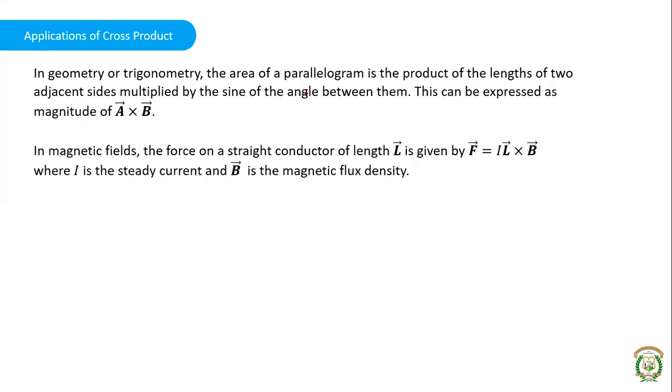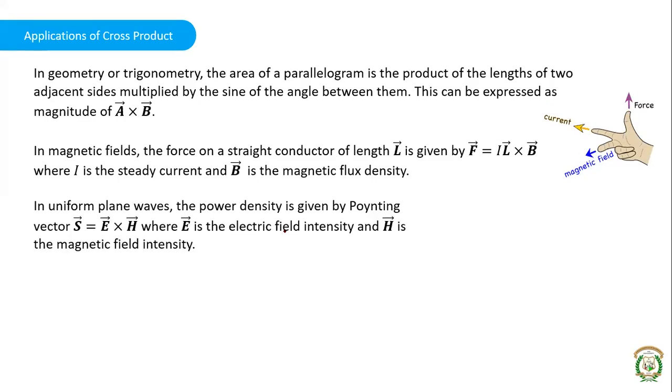One more application where we use this cross product is in magnetic fields to find the force on a straight conductor of a particular length L. The force on a straight conductor is given by this equation. We are going to derive this when it comes to magnetic fields. That is given by I into L cross B, where L is the length and B is the magnetic flux density. Okay. So here again, it will follow the same principle. If the direction of the current is indicated by the forefinger and the middle finger indicates the direction of the magnetic field, then the force is given by the direction of the thumb. Okay, because it's a cross product.